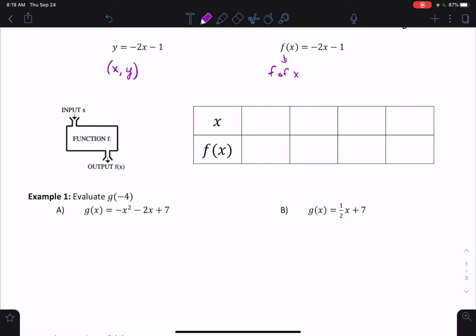So what that means is I'm plugging in an x and I get out f of x. x is the input. It goes through this function machine here, and we get out an output. So f of x and y are the same exact thing. We'll just show in some examples why we use this function notation.